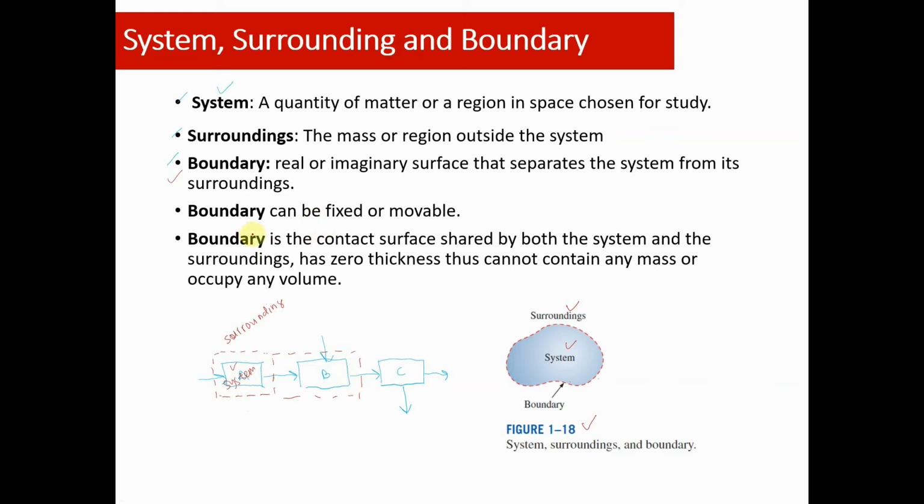Okay, and the boundary is the contact surface shared by both the system and the surrounding. It has zero thickness, thus it cannot contain any mass or occupy any volume. So anything that is related to volume or mass will be either in the system or in the surrounding. There's no volume or mass in the boundary. The boundary is just a zero thickness part that separates the surrounding from the system. This is just a very basic thing that you have understood during the mass balance part. I just want to give you some revision about this.